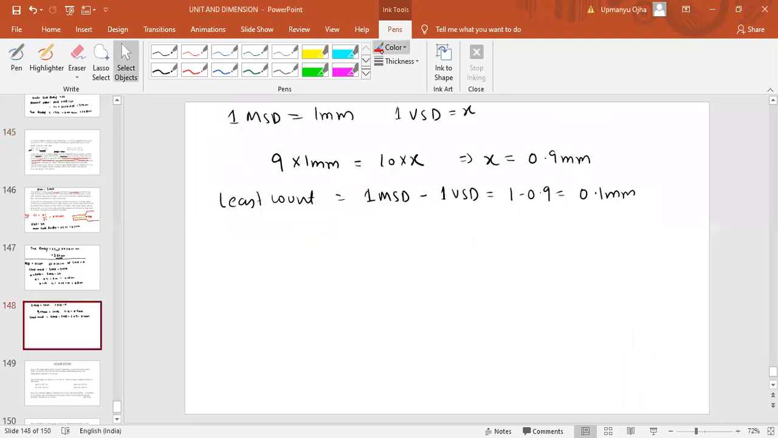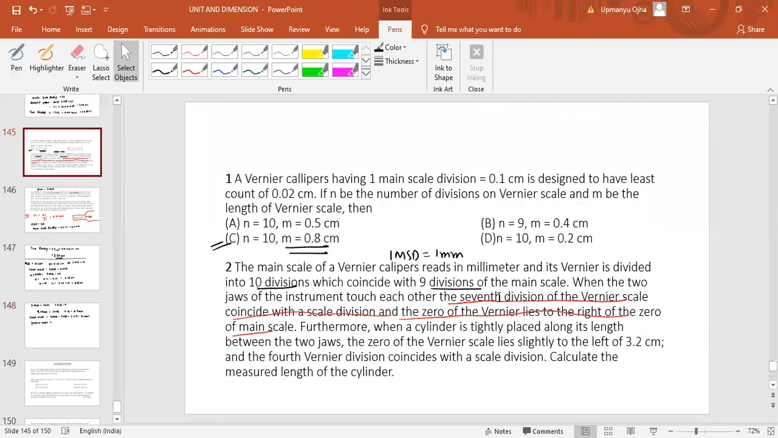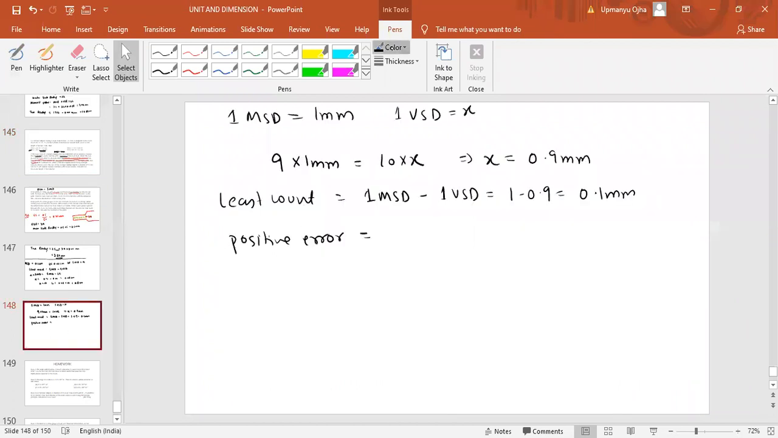Now, if zero of the vernier scale is on the right side of zero of the main scale, then it is a positive error. Okay, it is a positive error. And what is the value of this positive error? When the jaws are in contact, the zero of the vernier is on the right side of zero of the main scale. That means it is a positive error.